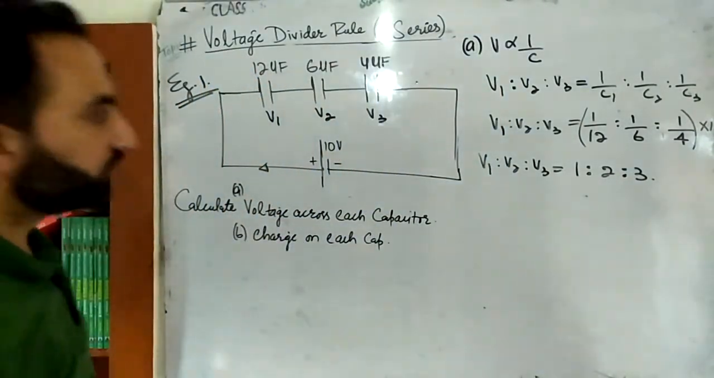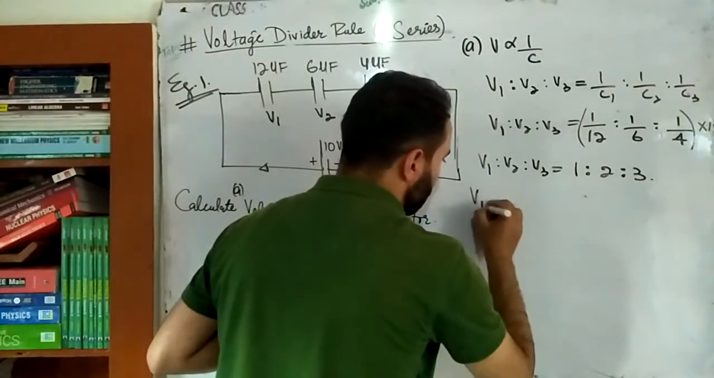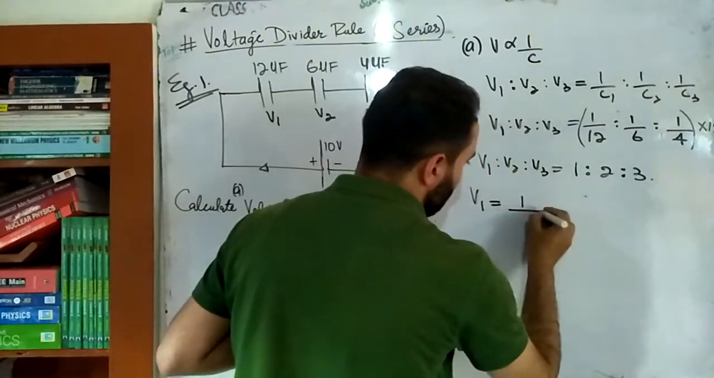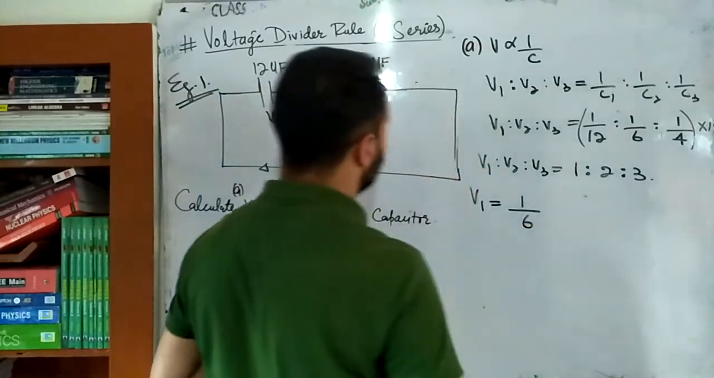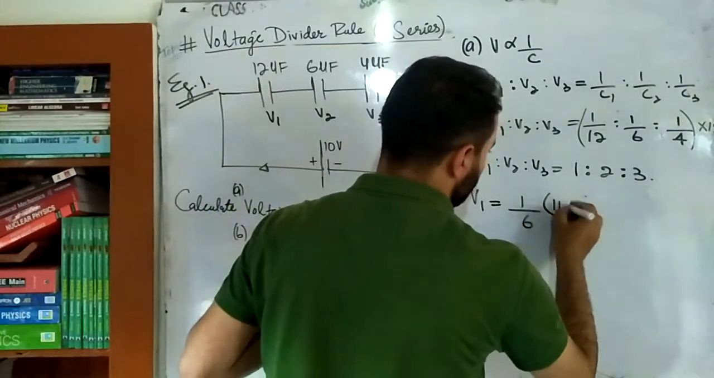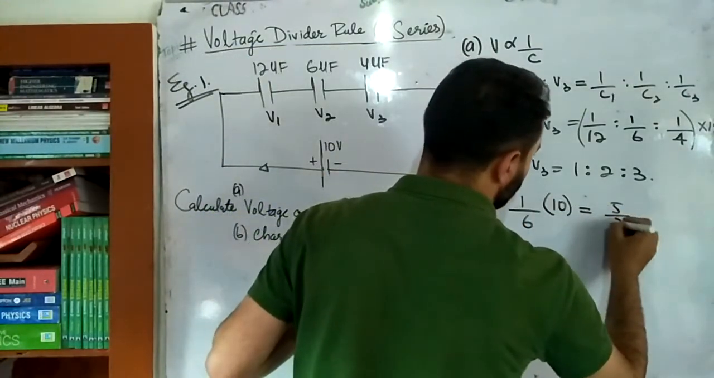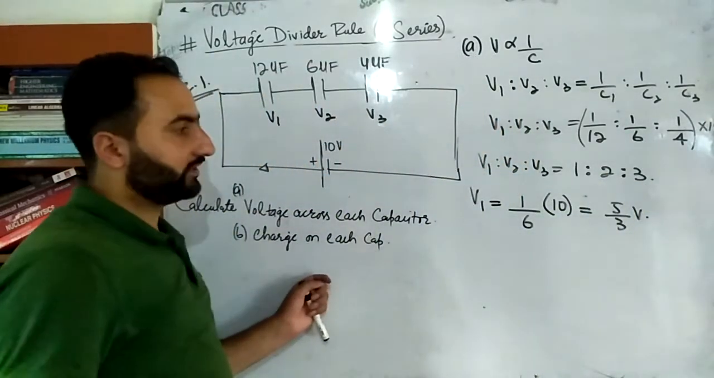Now if we want to calculate V1, see, V1 has the factor 1 divided by the summation of these 3 factors. 1 plus 2 is 3, 3 plus 3 is 6. So 1 by 6 multiplied by the net potential difference, that is 10. So it is equal to 5 by 3 volt. 10 by 6 is 5 by 3 volt.